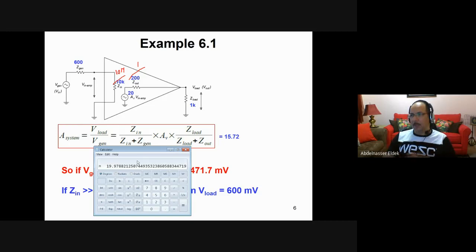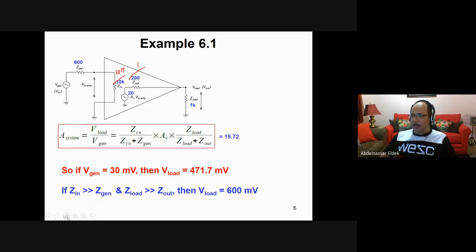Okay. Now, what is the amplification? Is 19.9788, which is almost 20. Then this one is a good amplifier. Now let's see what's next.